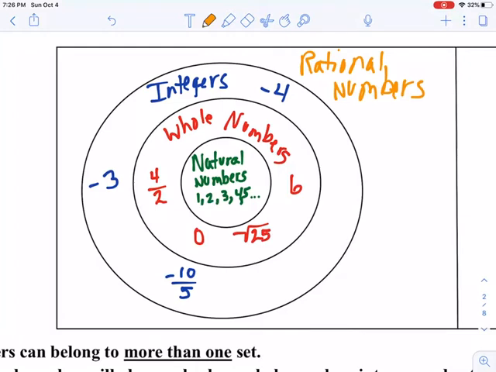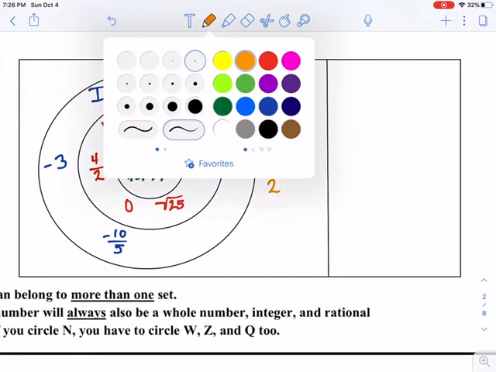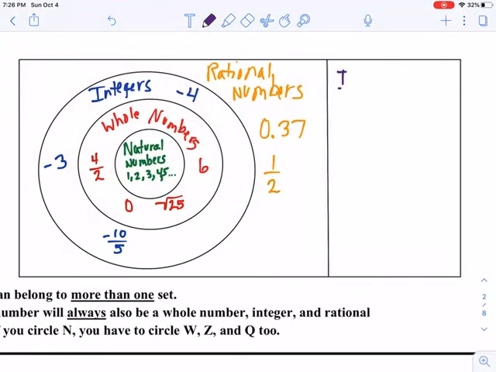Now, other numbers that we can't include in the integers, whole numbers, and natural numbers would be our decimals or our fractions. Those can be turned into fractions, but we can't call them the integers, whole numbers, or natural numbers. All right, and then the other set, like I said, would be irrational.